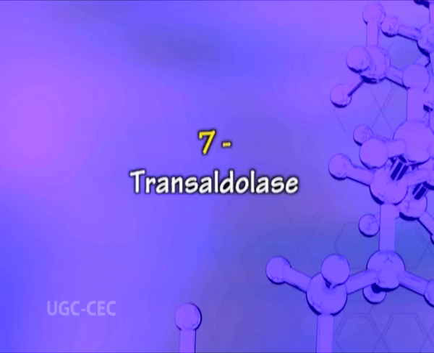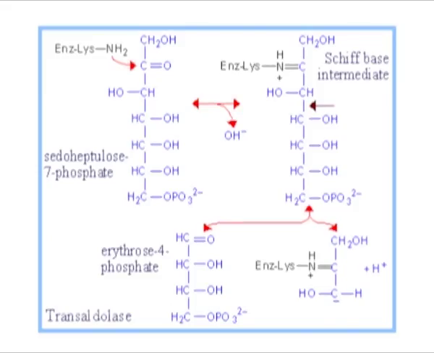Number 7. Transaldolase catalyzes transfer of 3-carbon molecular fragments, respectively in each case, from a ketose donor to an aldose acceptor. Completion of the reaction is by reversal of these steps. The 2-carbon fragment condenses with one of the aldoses, erythrose 4-phosphate (4-carbon) or ribose 5-phosphate (5-carbon), to form a 6-carbon or 7-carbon ketose phosphate product.